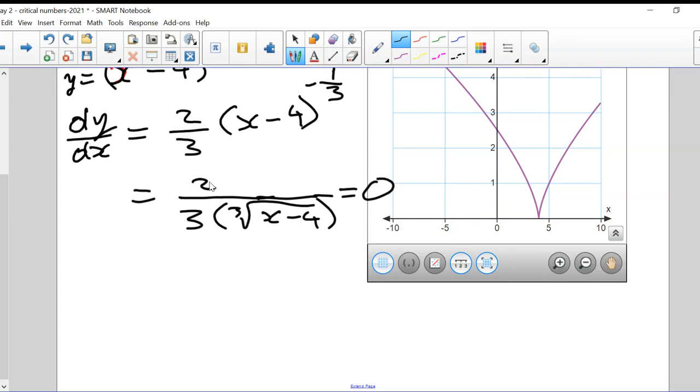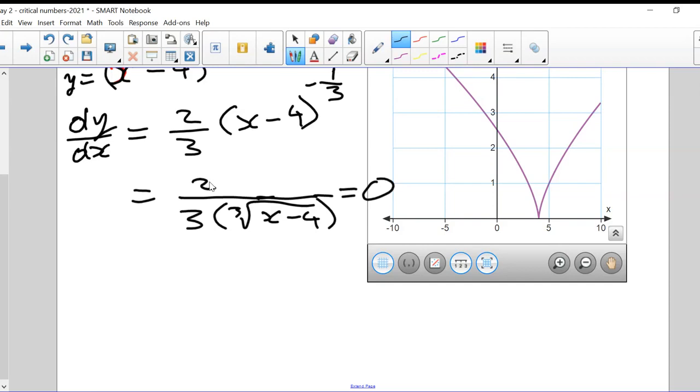Does that mean there are no critical numbers? Well, we just learned that's not the case. If we can find a value of x that makes this function undefined, that would be a critical number. Okay? So, what value of x makes this undefined? That's the question we have to ask.